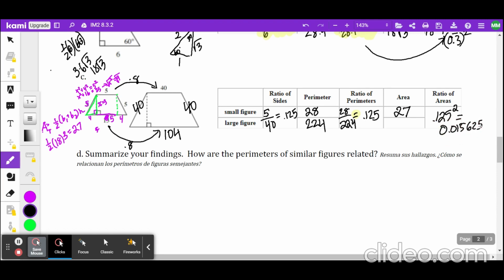0.015625. Okay, and that tells me that if I multiply that number by 27, I should get the area of the larger figure. So I'm multiplying this by 27, and I get, oh, sorry, I should divide 27 by that number. 27 divided by 0.015625 is 1728.